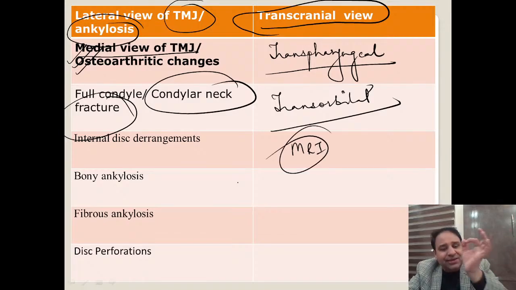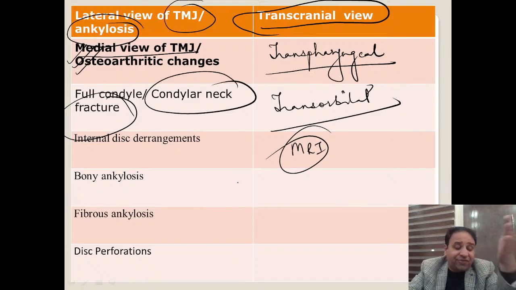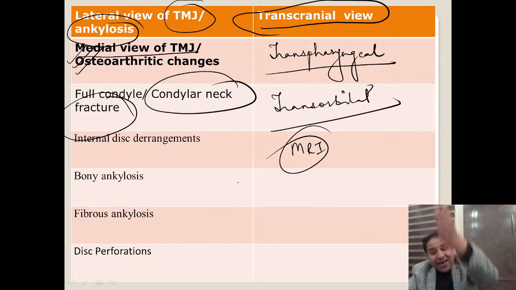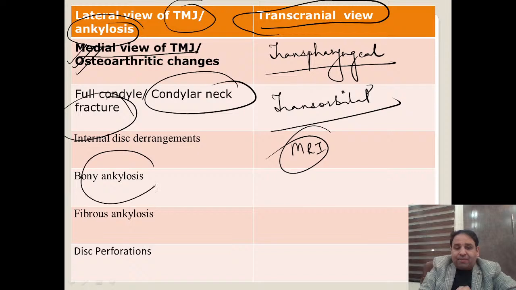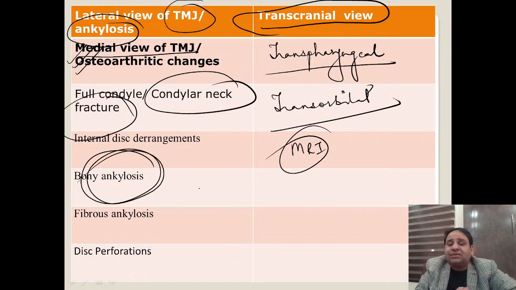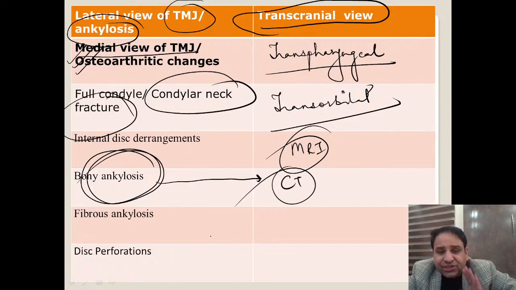So internal disc derangements, that is disc displacement with or without reduction, are best seen in MRI. But when it is about bony ankylosis and all those things, bony changes are best seen in CT scan.